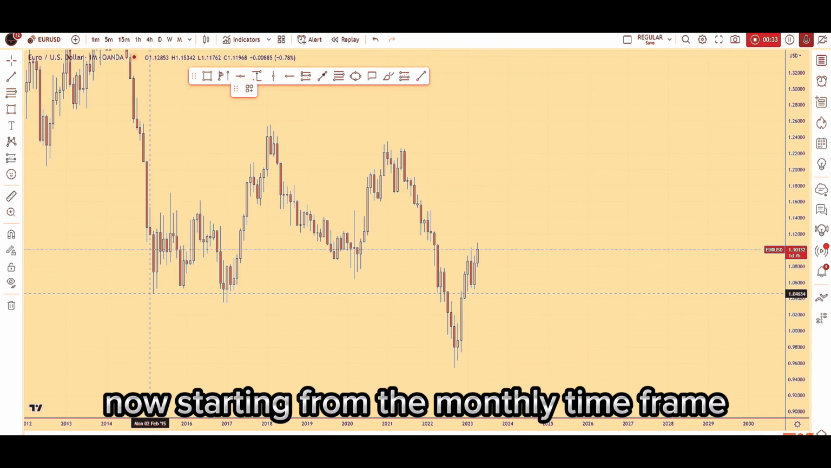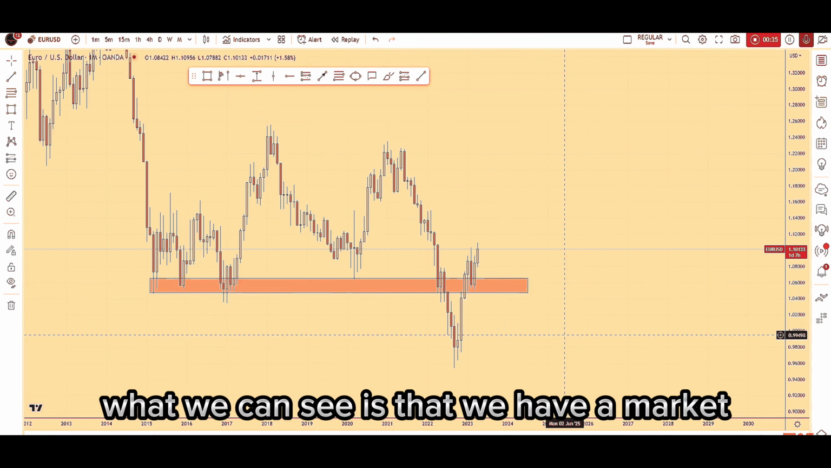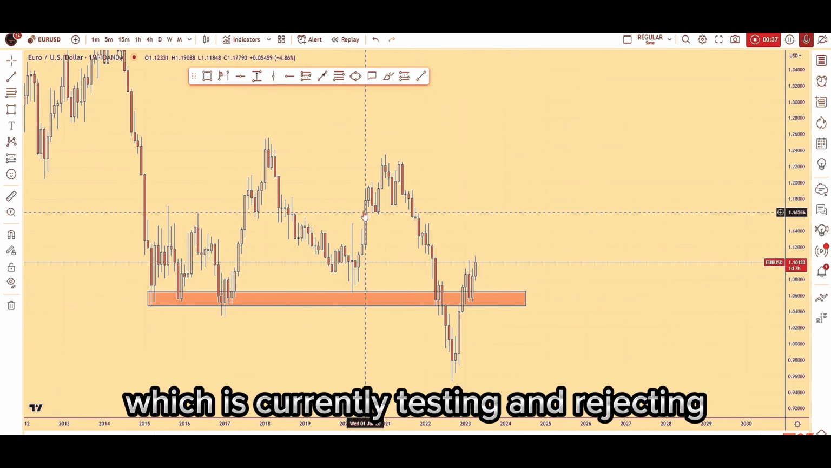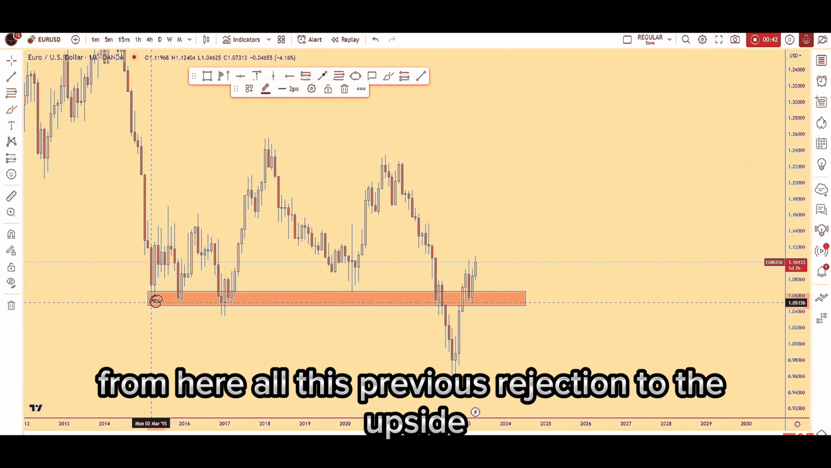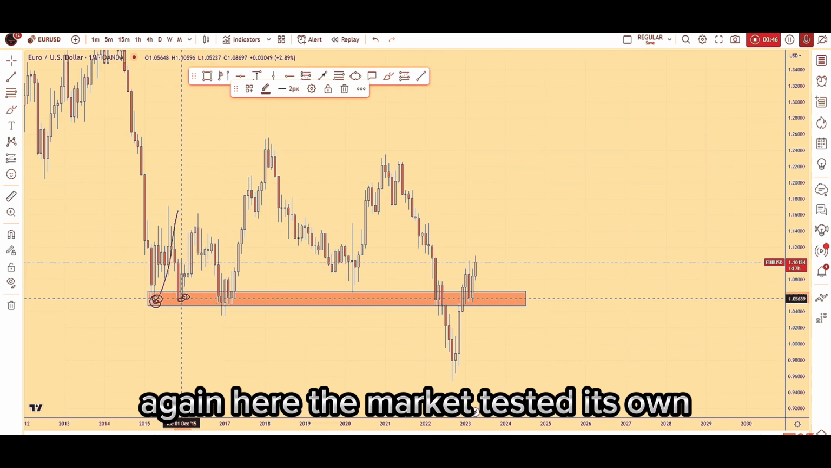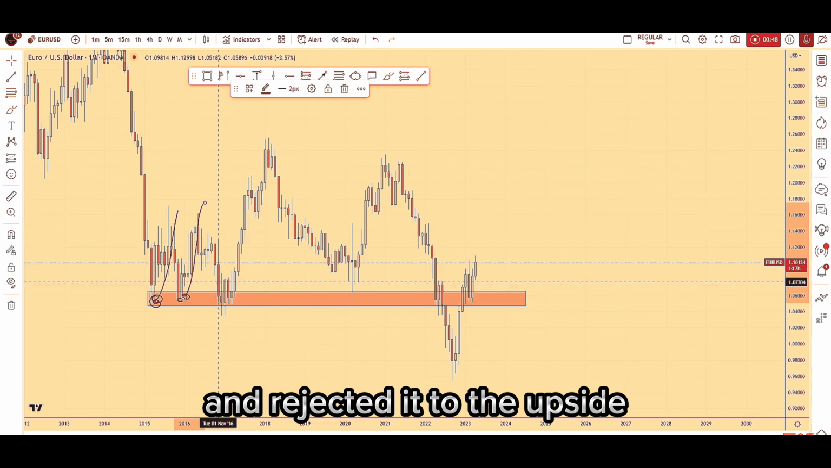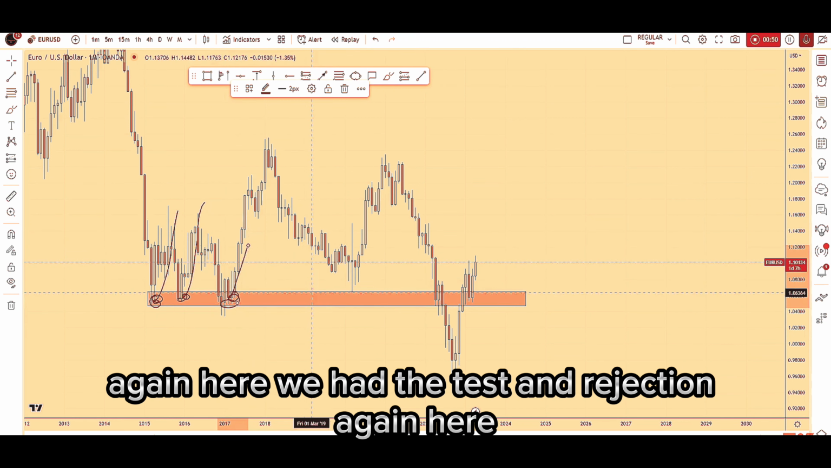Now, starting from the monthly time frame, what we can see is that we have a market which is currently testing and rejecting a quite strong level of monthly demand and support. From here, all this previous rejection to the upside was created. Again, here, the market tested its zone and rejected it to the upside. Again, here, we had the test and rejection.